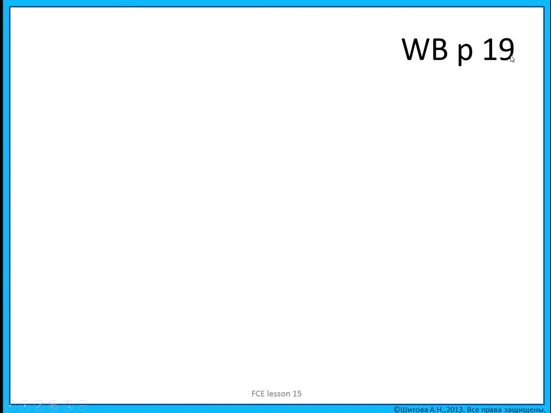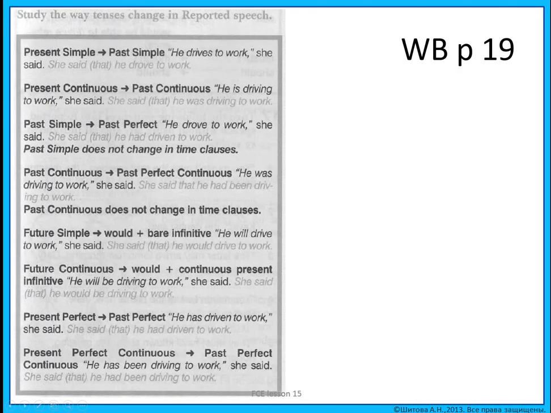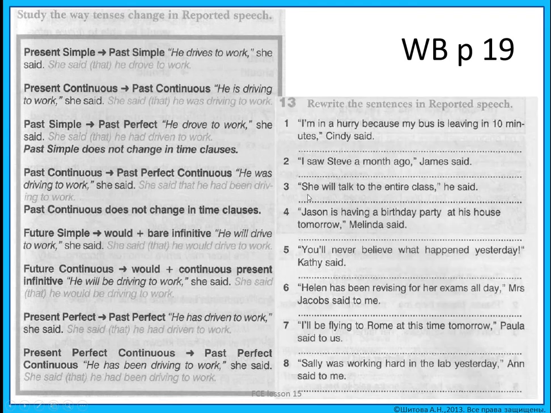Now let's do the exercise, page 19 in your workbook. But before that, take time to read these examples, and you will see the way changes are made. For example, "He drives to work." You change: She said he drove to work. "He's driving to work." She said he was driving to work. You can stop the video and read all this through. Now let's do exercise 13. Stop the video here, do it yourself, and after that we'll check it.